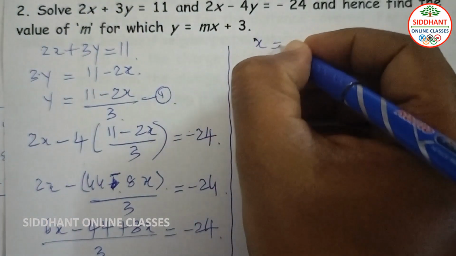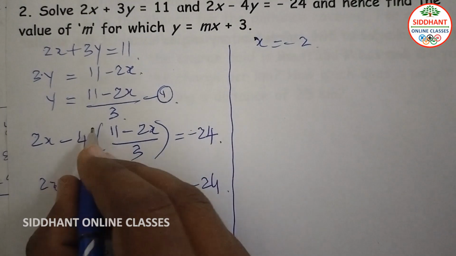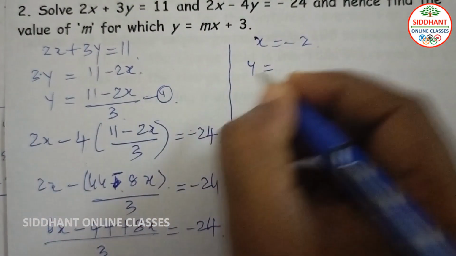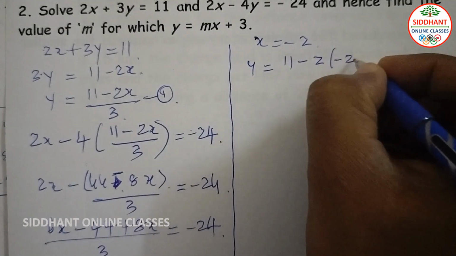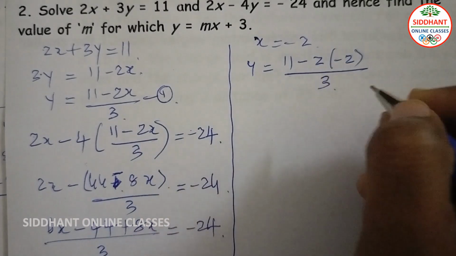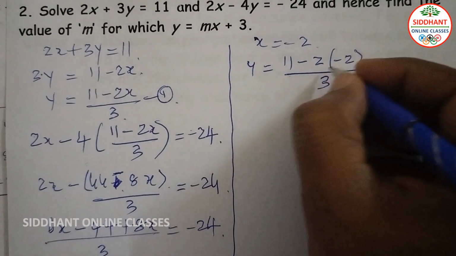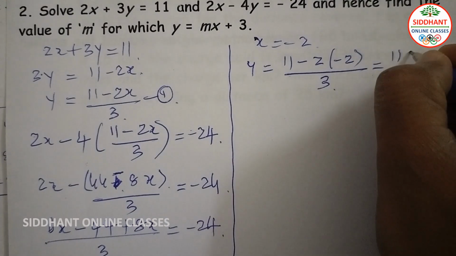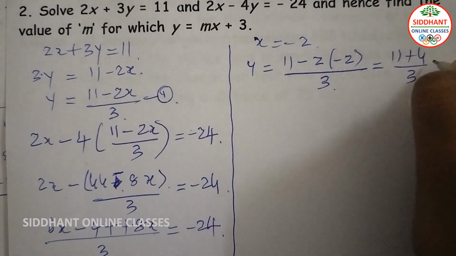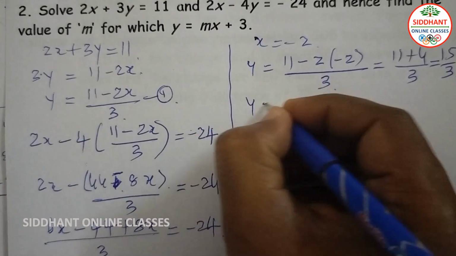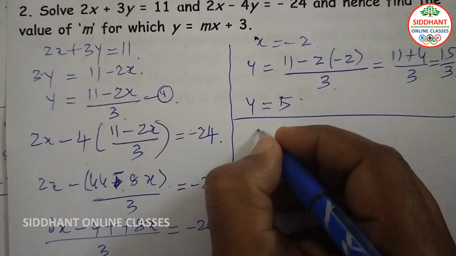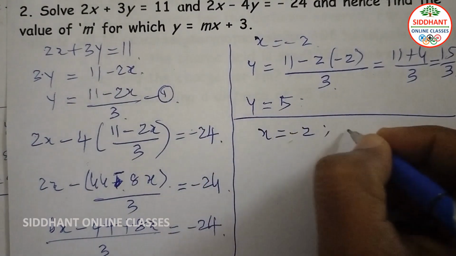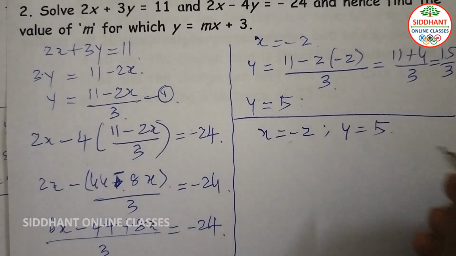So we got x equal to minus 2. Now substituting the value of x in y place. So y equal to, we know, (11 minus 2x) by 3. 11 minus 2 into minus 2, by 3 here. So which is equal to 11 plus 4 by 3, which equal to 15 by 3 here. So 15 by 3 means y equal to 5 here. So we get the answers x equal to minus 2 and y equal to 5 here.